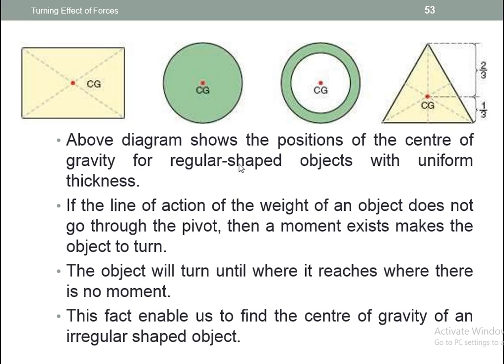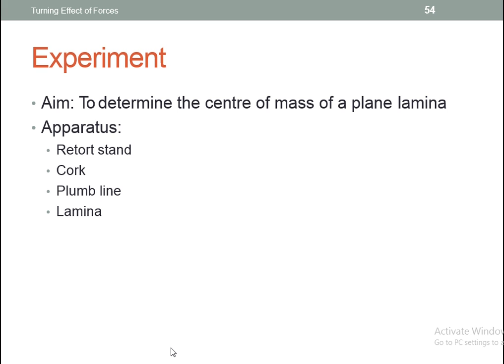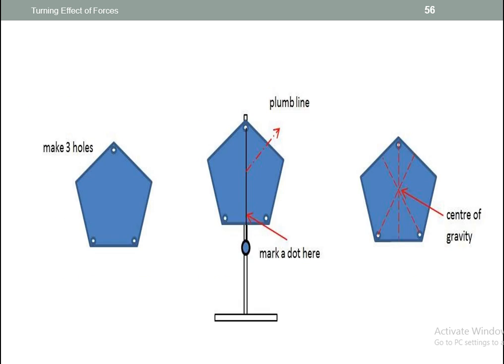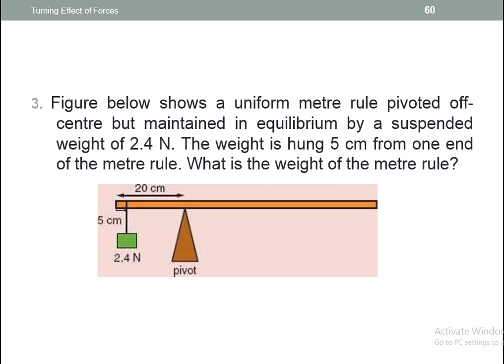The above diagram shows the position of the center of gravity for regular shaped objects. And in the case of an irregular shape, the object will turn until it reaches a position where there is no movement. This fact enables us to find the center of gravity of an irregular shaped object. Then there are some experiments.